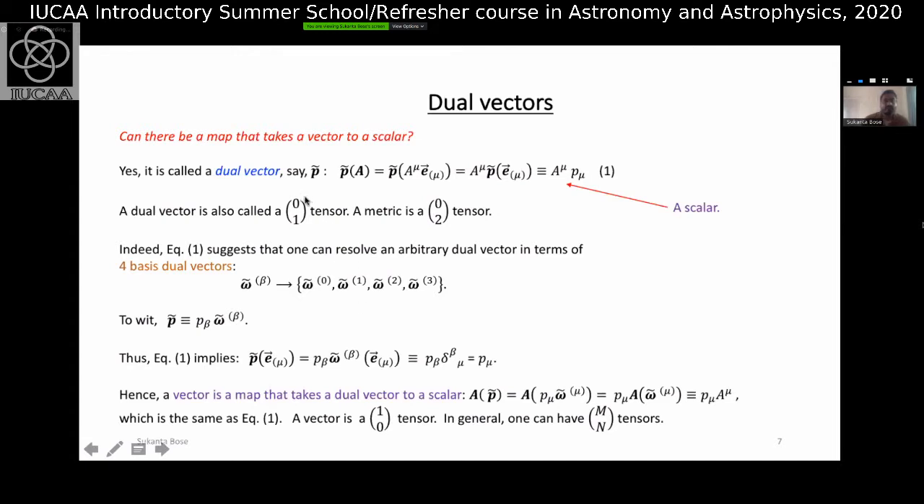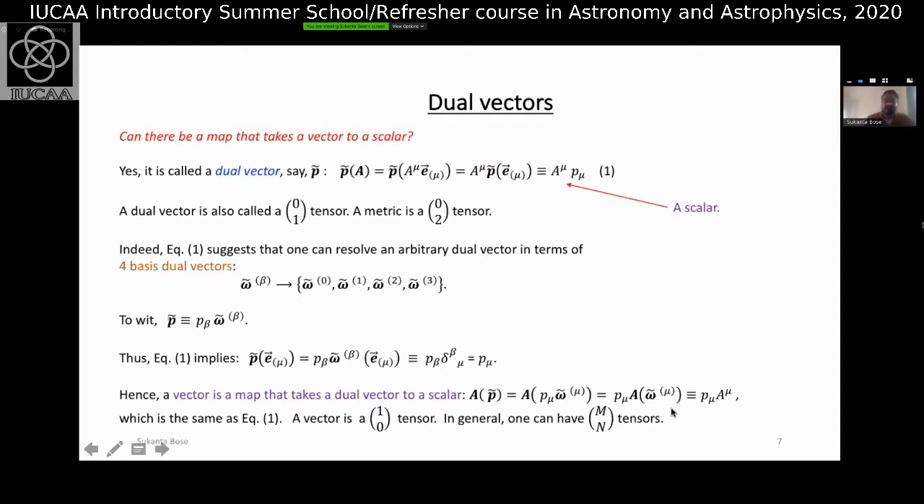We introduced a 0-1 tensor, which is a dual vector. We introduced a 0-2 tensor, which is a metric tensor, right? There are other types of 0-2 tensors also, like the T mu nu, the stress energy momentum tensor I showed you yesterday. So in general, the tensors can be M-N tensors, where an M-N tensor will act on how many vectors? It will act on N vectors and M dual vectors to take to a scalar.